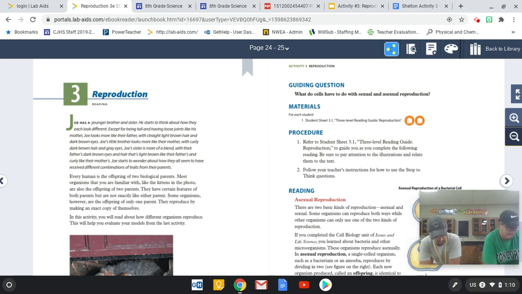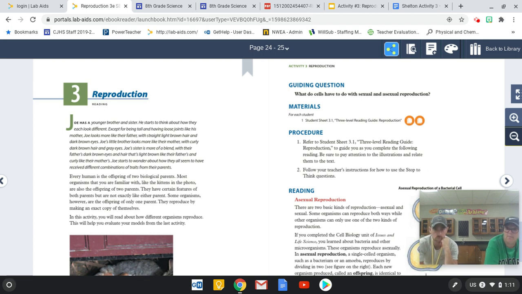If you completed the cell biology unit of Issues in Life Sciences, which you did last year as 7th graders, you learned about bacteria and other microorganisms. These organisms reproduce asexually. In asexual reproduction, a single-celled organism, such as a bacterium or an amoeba, reproduces by dividing in two. Take a look at the image on the right side of the page about asexual reproduction of a bacterial cell. Each new organism produced is called an offspring, which is identical to the parent cell.